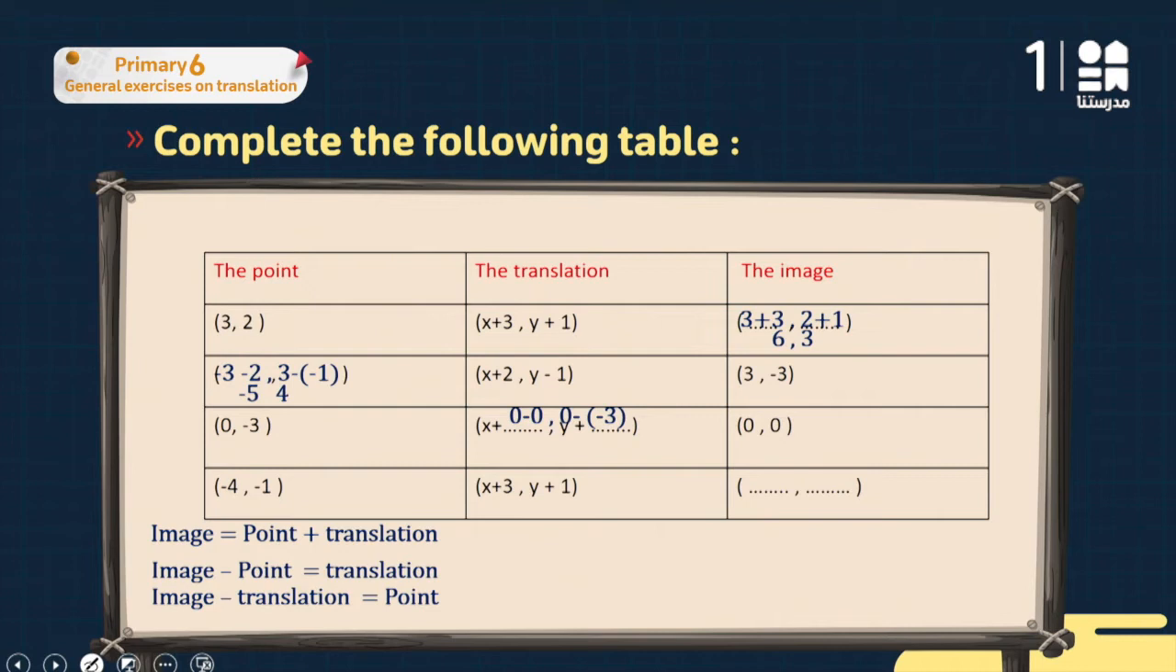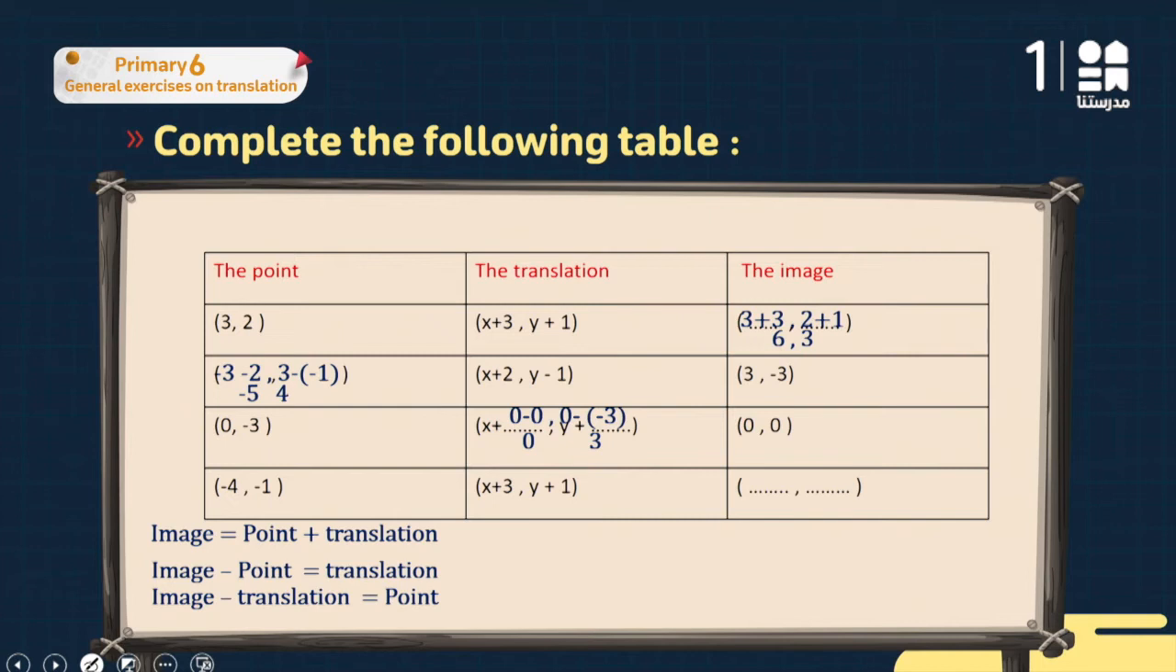Now, 0 minus minus 3. Negative minus, or minus minus, or negative negative, it will be changed to become a positive. But it means that I am going to make 0 and 3. 0 plus 3 gives me 3. So the translation is supposed to be 0 and 3. I am going to repeat it again.